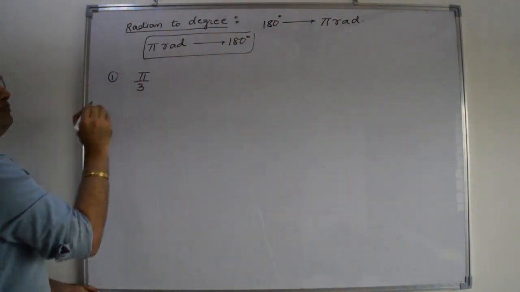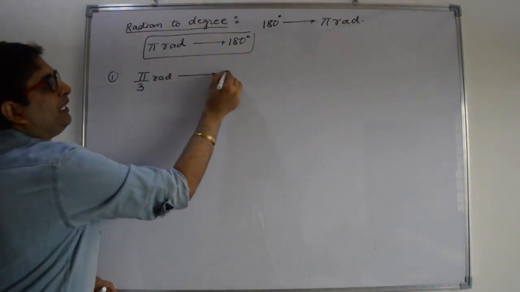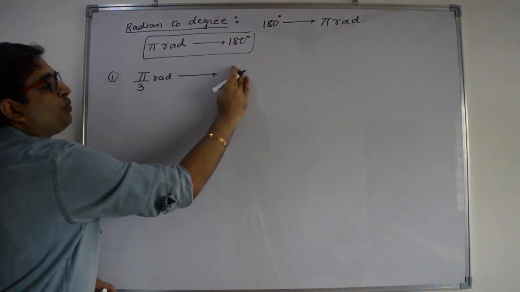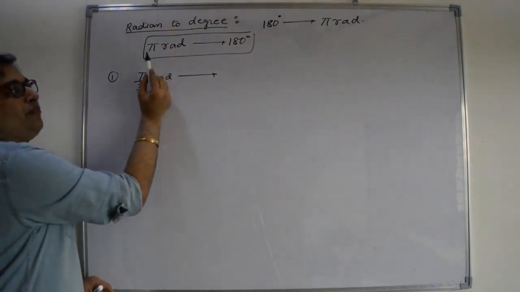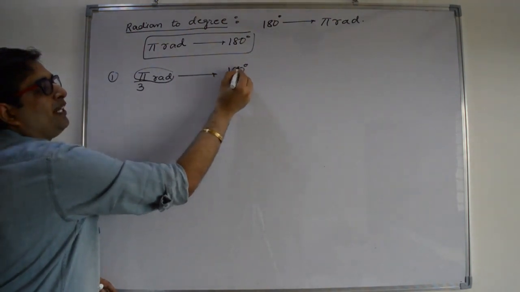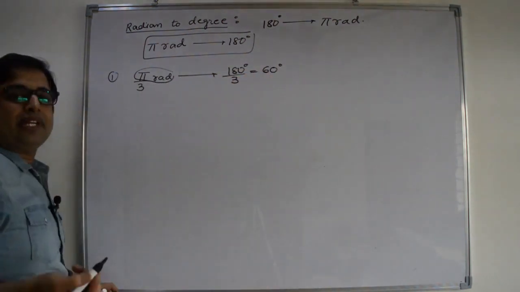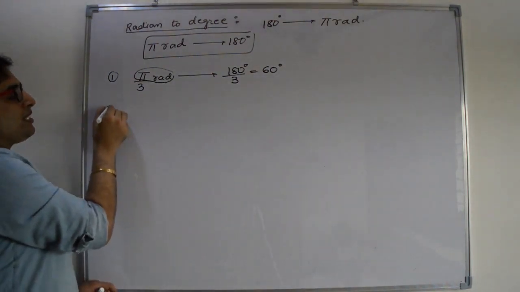Pi by 3. This is in radian and I want to convert it into degree. So how to convert it into degree? We have pi radian is how much? 180 degree. So 180 degree divided by 3, that is 60 degree. Right? It's very simple.